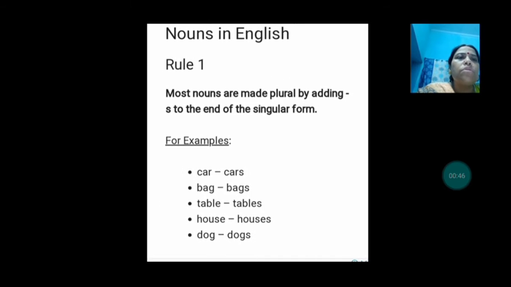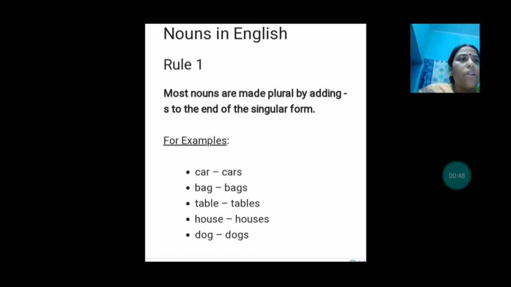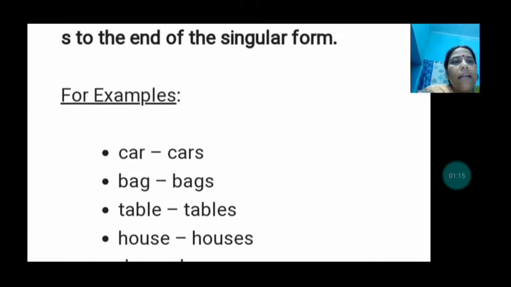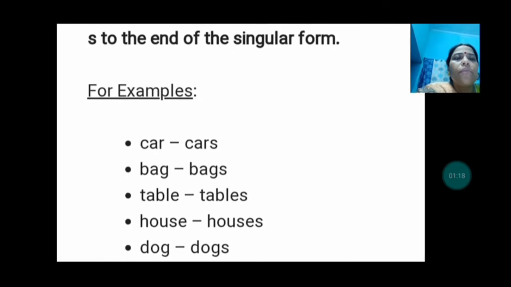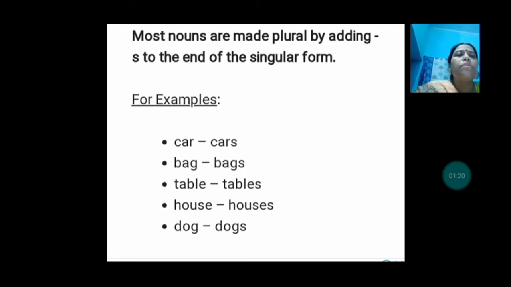Most nouns are made plural by adding s to the end of the singular noun. Like the plural of car is cars. How have we made the plural? We have made the plural by adding s to car. So, car represents one car and cars represent more than one. That is the plural form. Bag, bags, table, tables, house, houses, dog, dogs. So, when we add s at the end, we make the plural of the nouns.